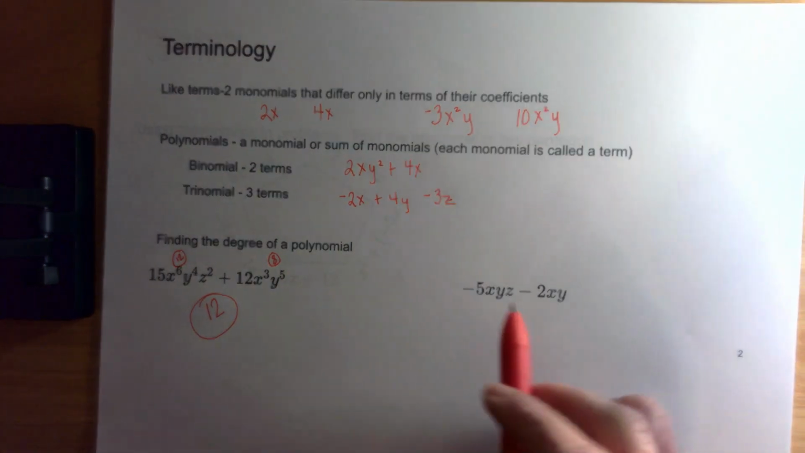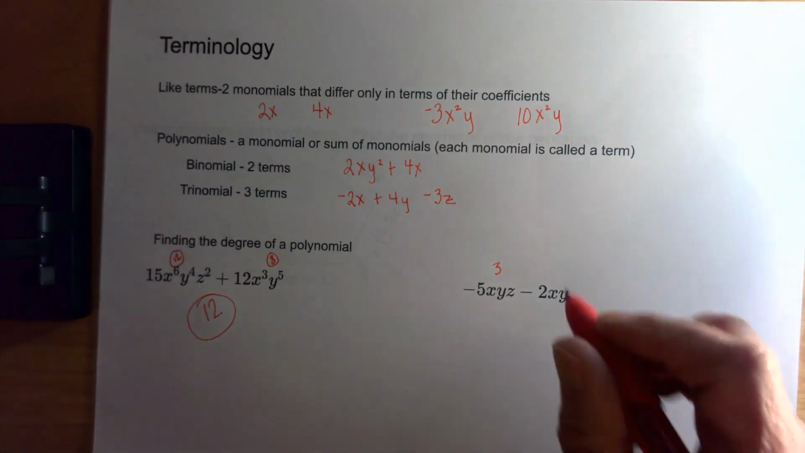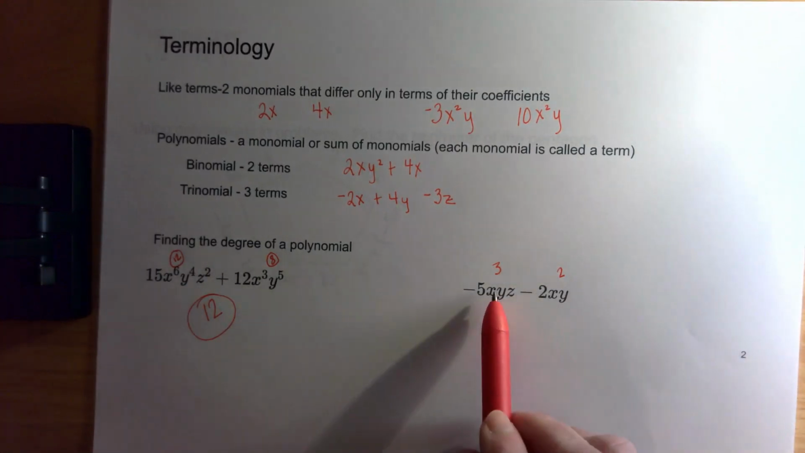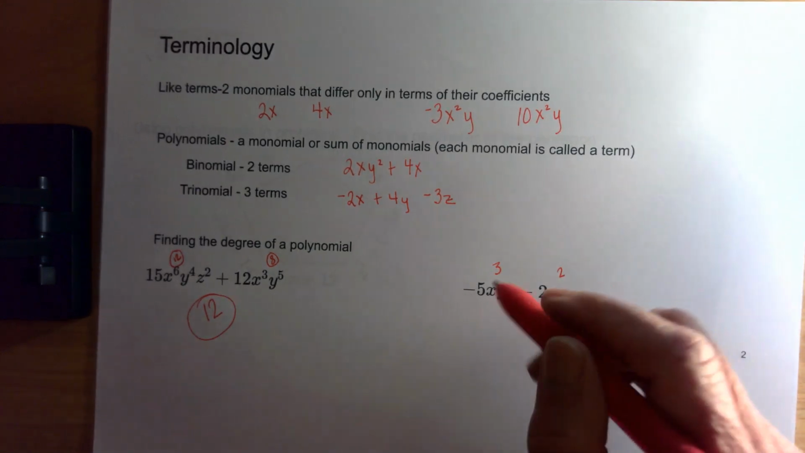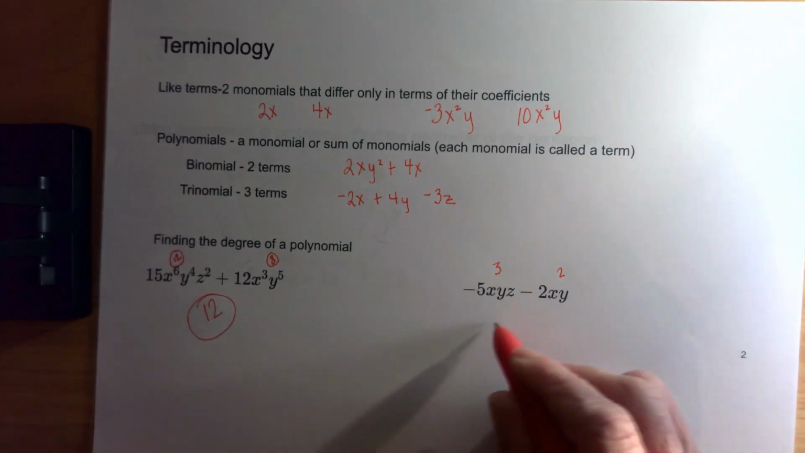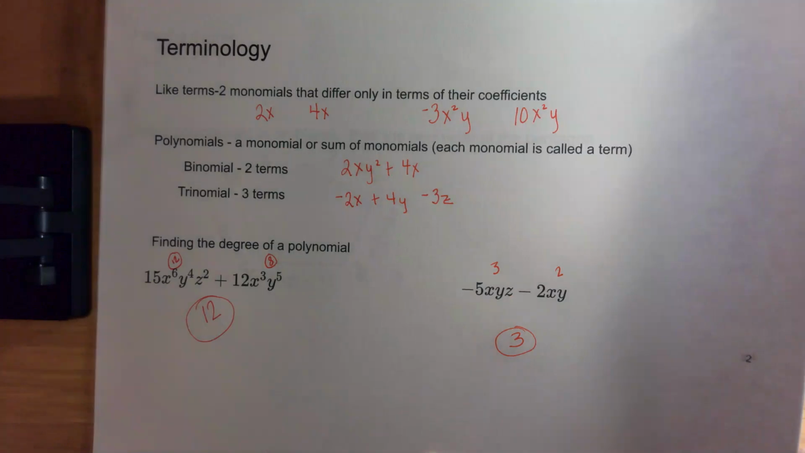Over here, the degree of this term is 3. The degree of this term is 2, because remember there's an understood 1 with each of those variables. So therefore, the degree of this polynomial is the highest of the two, so it's 3.